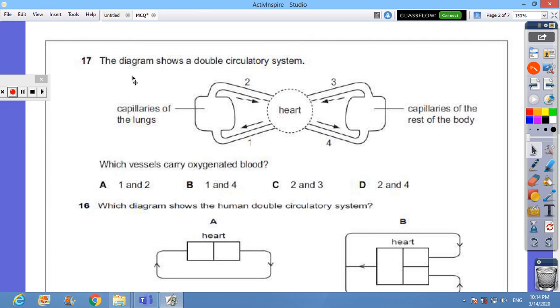The diagram shows a double circulatory system. Which vessels carry oxygenated blood? It must be the one which collects the blood from the lung to the heart, or from the heart to the body. We have the lung here, so the one which carries blood back to the heart is okay, and from the heart to the body is okay as well. That's why 2 and 4 are the correct answer. That's why it must be D.